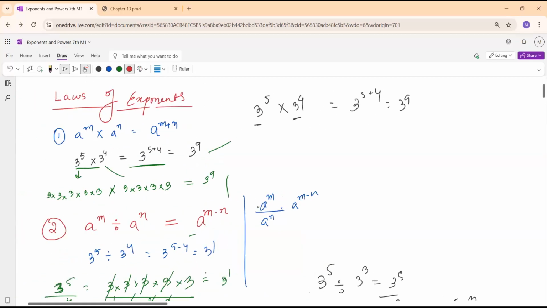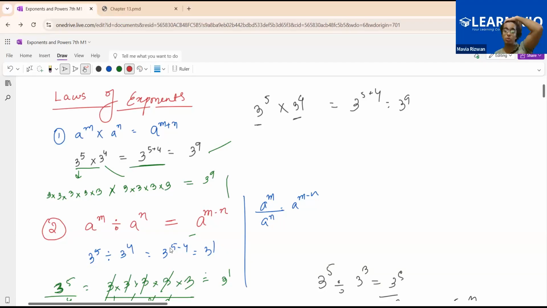Guys, the first law was if the bases are the same and they are multiplying, we add the powers. How come? See, let's say I have 3 raised to the power 5 into 3 raised to the power 4. I can see I have a common base 3. So I will write the base as common, that is 3, and I will add the powers. This is very important. I have to add the powers. So it would be 5 plus 4, that is 3 raised to the power 9. Got it, guys? Abdul Rahman, Salman? Yes, sir.